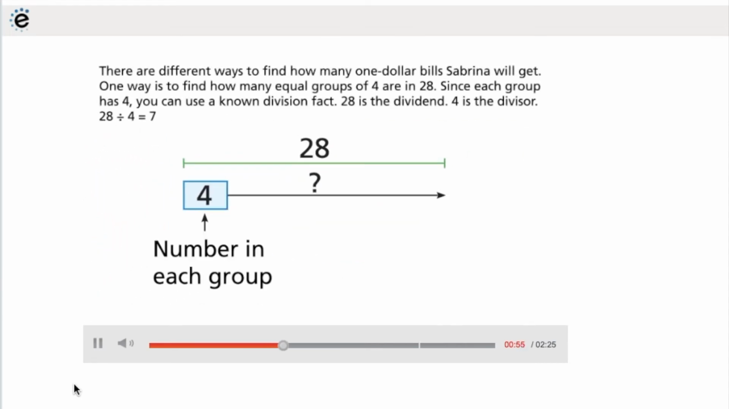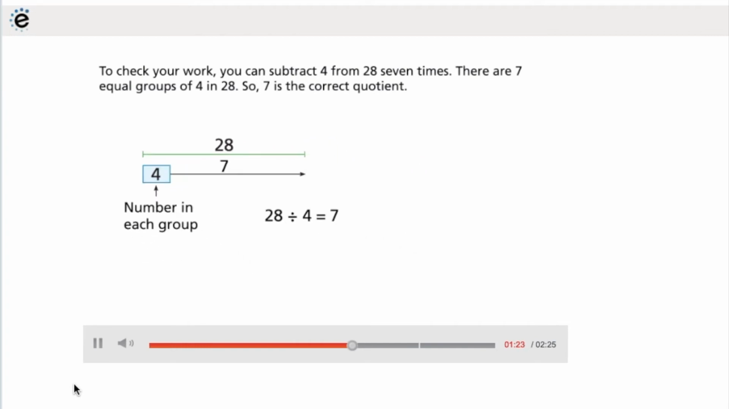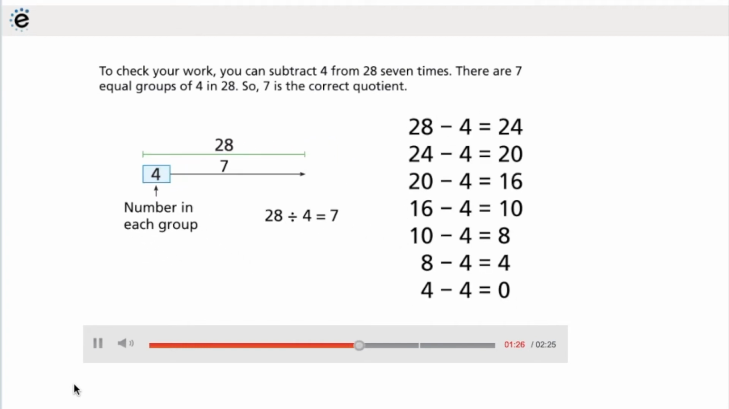There are different ways to find how many $1 bills Sabrina will get. One way is to find how many equal groups of 4 are in 28. Since each group has 4, you can use a known division fact. 28 is the dividend. 4 is the divisor. 28 divided by 4 equals 7. To check your work, you can subtract 4 from 28 7 times. There are 7 equal groups of 4 in 28, so 7 is the correct quotient.